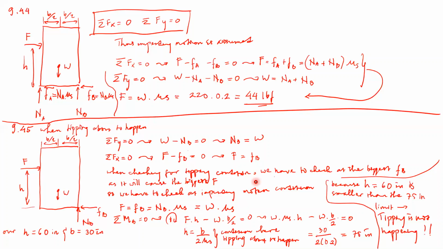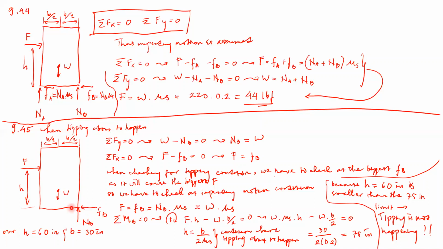Because we know already the value of F, the biggest value of F, now we can check whether tipping is happening or not. In order to check for tipping, we can use the sigma moment. The easiest one is sigma moment at point B here. Sigma moment at point B equal to 0.